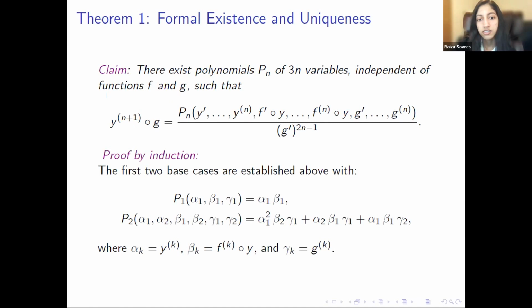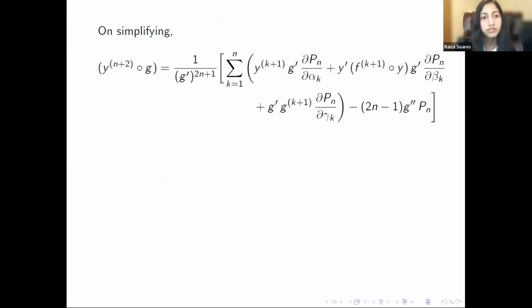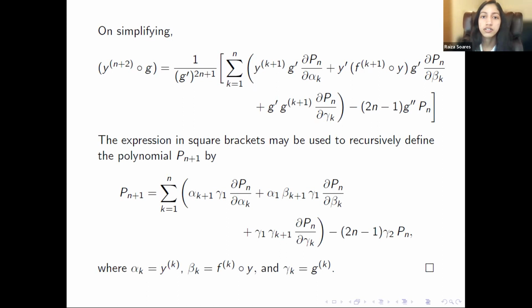Our first base cases are already established by the derivatives we took earlier. And I'm using alpha, beta, gamma here to emphasize that we're inducting on the structure rather than the functions that actually make up these polynomials. So now if we assume that the inductive hypothesis is true, that means the n plus 1th derivative can be given by this polynomial over the odd power of g prime. We'll differentiate on both sides using the multivariable chain rule, and this is just the product rule. So the 1 over g prime term times the derivative of the numerator plus the numerator times the derivative of the 1 over g prime term. And you'll see here that on simplifying, we do get that same nice structure that we've had before. So it's 1 over g prime raised to the odd power times the polynomial. And we can recursively define this formula of p n plus 1 with the alpha, beta terms.